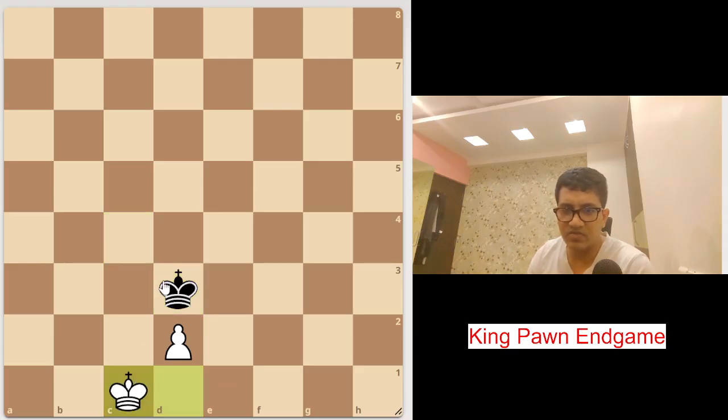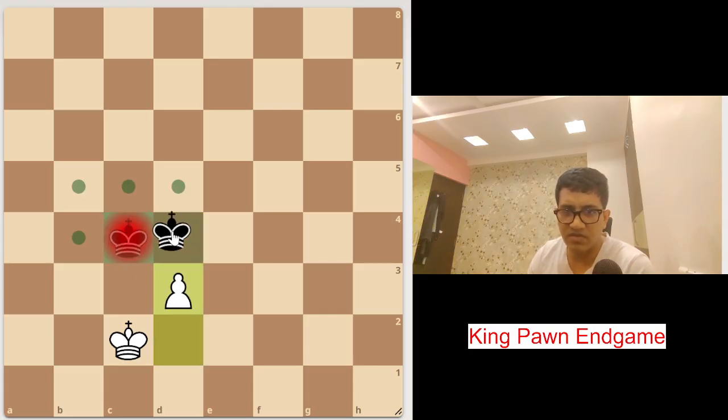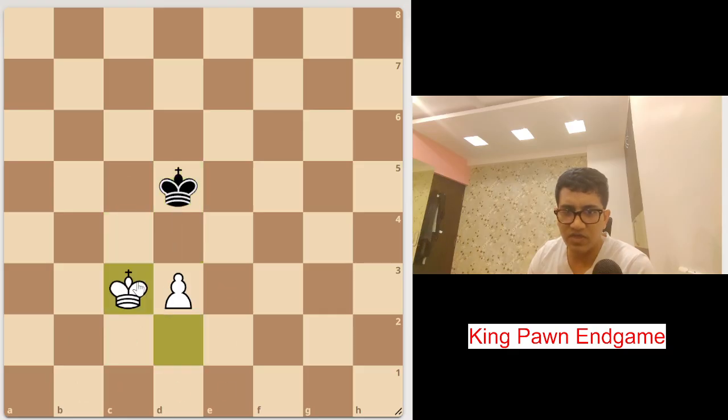Let's see, black moved here. Now the king cannot be moved here, cannot be moved here. So he can move anywhere here because you can't penetrate. So let's suppose he moved here. So he will be moving here. Now I will come here to maintain the opposition. You can't move, pushing the pawn, then maybe again coming here, move, you are going here.